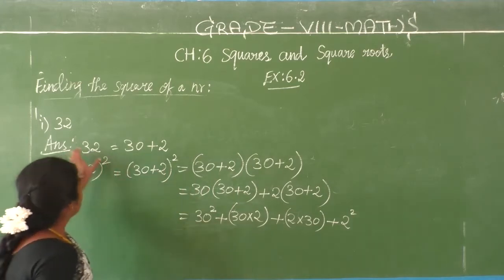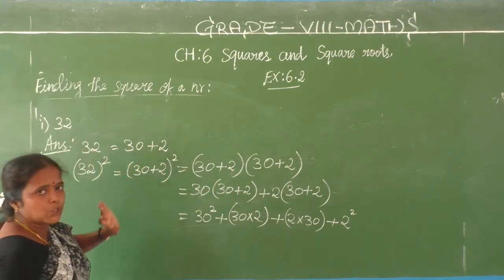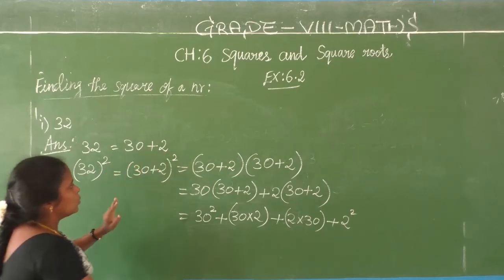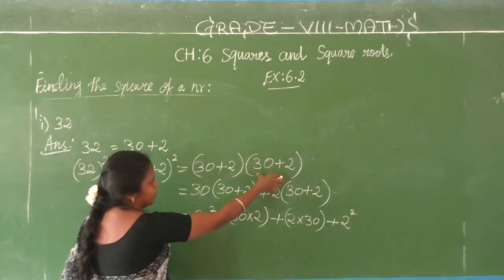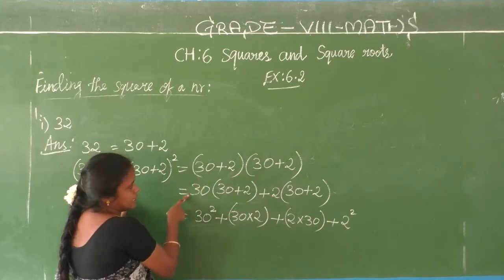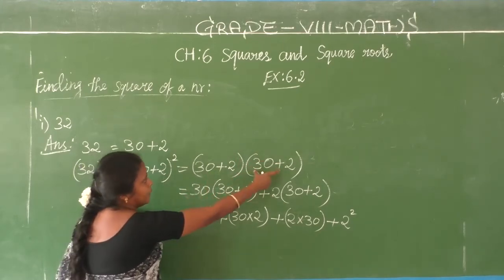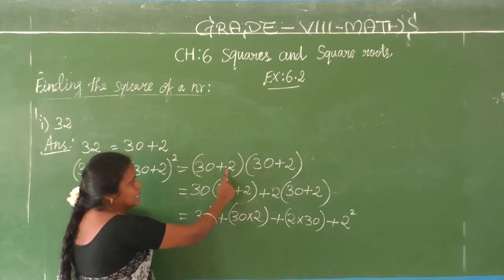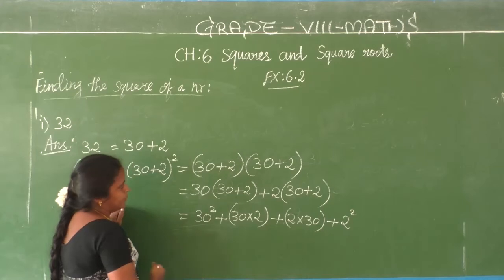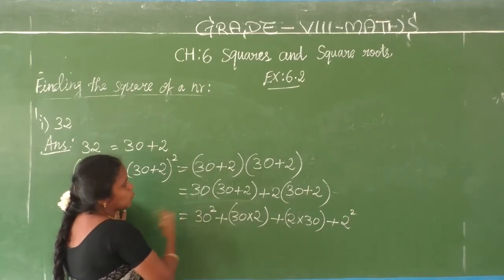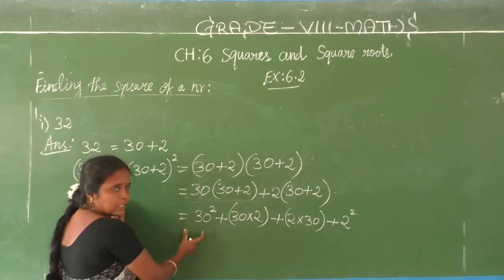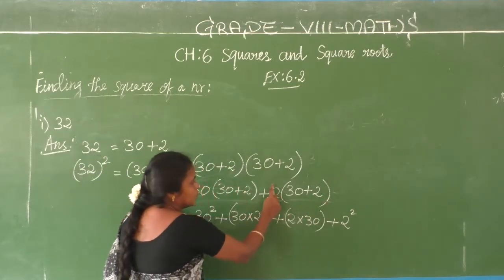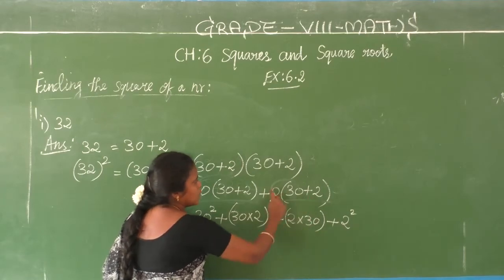What I did was, 32 I have split as 30 plus 2. That is to be squared. So this is equal to this. So 30 plus 2 the whole square, now this part is to be multiplied by itself. How is this step coming? By 30 I have taken this for multiplication. The second part, by 2 to be multiplied: plus 2 into this part. Again inside this part comes 30 into 30, 30 square, plus 30 into 2. Come to the second part: 2 into 30, this part, plus 2 into 2.